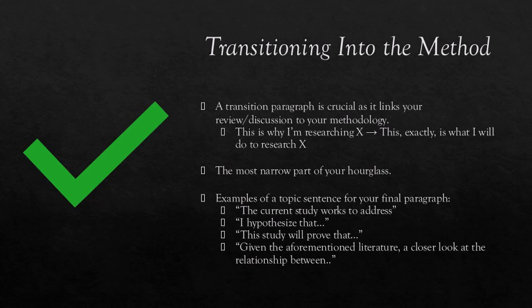However, I want us to be very knowledgeable that "prove" is not exactly the best way of saying things, because really we never prove things in scientific research. Or, given the aforementioned literature, a closer look at the relationship between blank and blank. So really 1, 2, and 4 are your best transition sentences into a method paragraph.